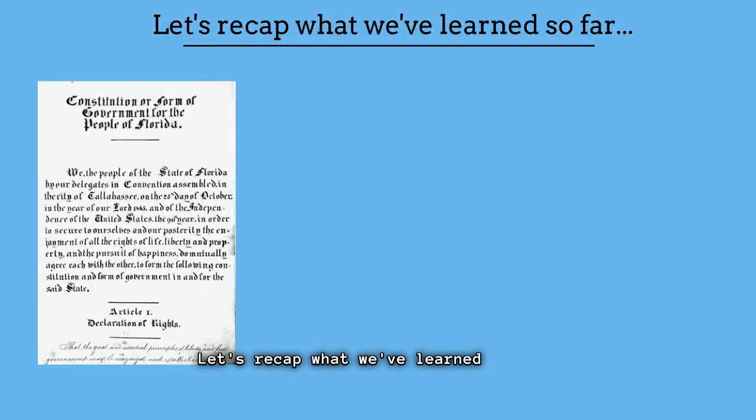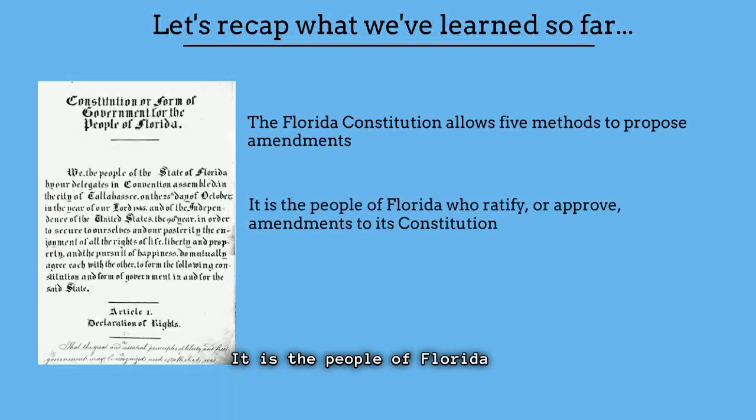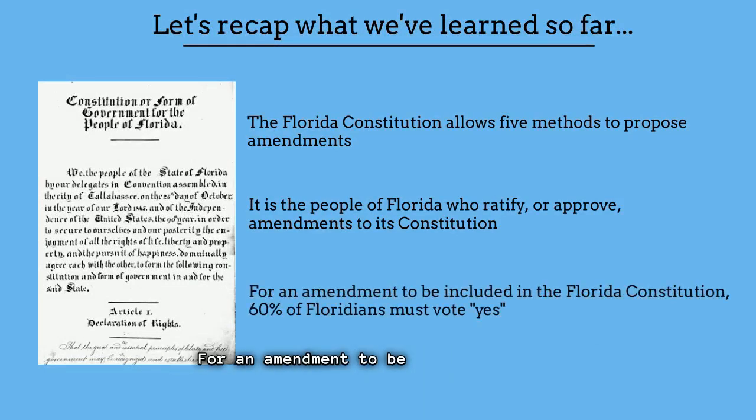Let's recap what we've learned so far. The Florida Constitution allows 5 methods to propose amendments. It is the people of Florida who ratify or approve amendments to its Constitution. For an amendment to be included in the Florida Constitution, 60% of Floridians must vote yes.